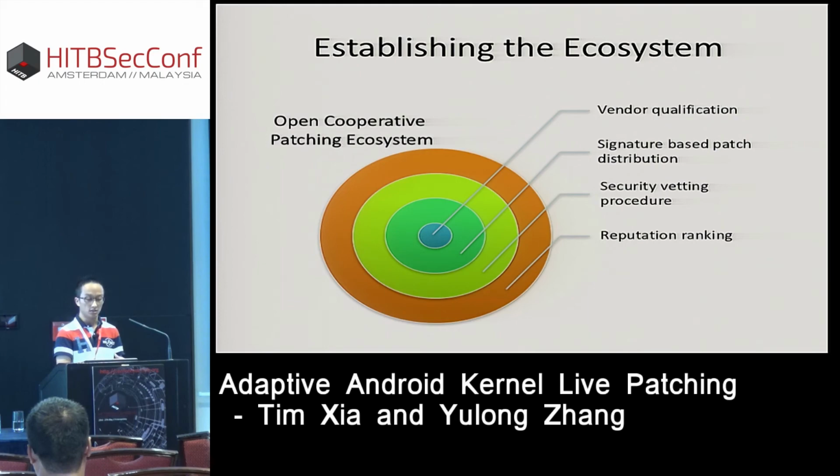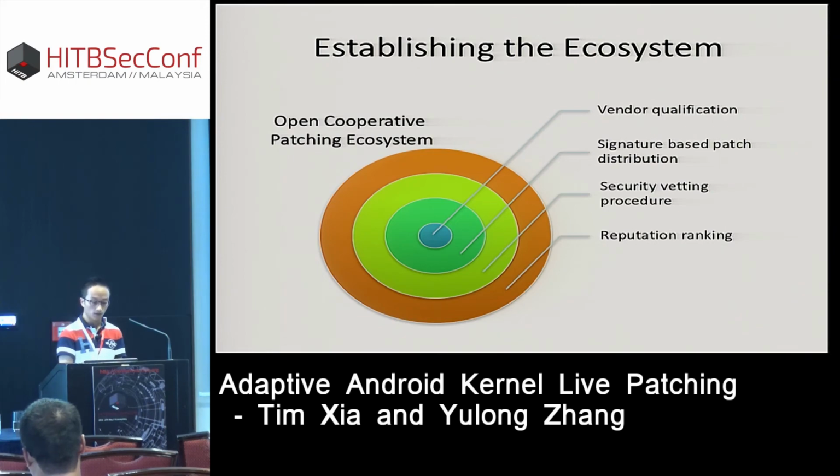And the second layer is the signature-based patch distribution. Anyone who wants to publish a live patch into the framework, into the platform, has to sign the patches first. And later, the coordinator, right now it's Baidu, will sign the patch again to ensure that the patch can be released to the platform. And the third layer is the security vetting. Baidu will do the vetting in the first stage. But later, all the vendors have to do cross-validation on the patches. Because kernel patches, as I said, are quite sensitive, and it is hard to ensure that they are 100% clean and not vulnerable.